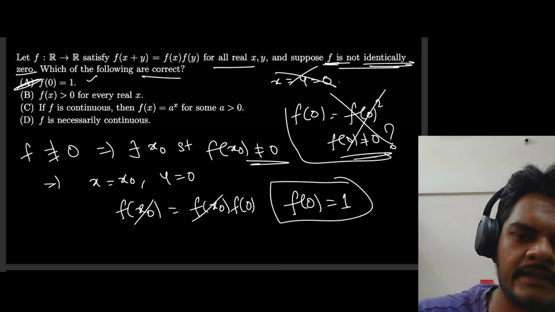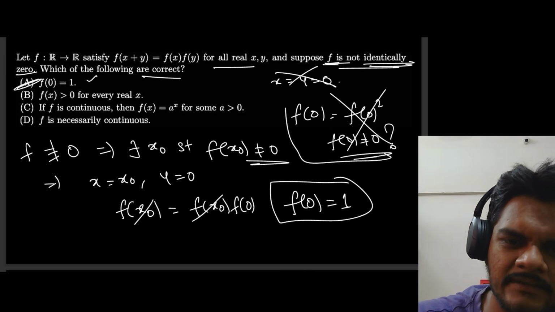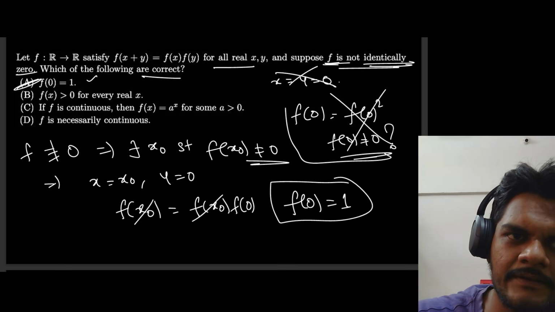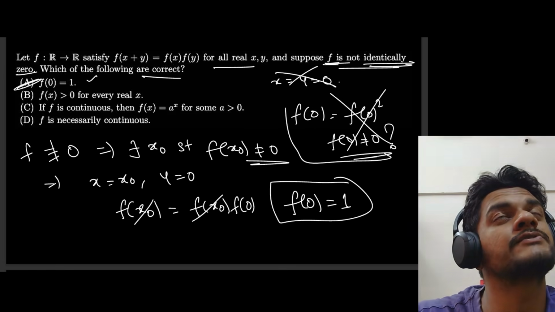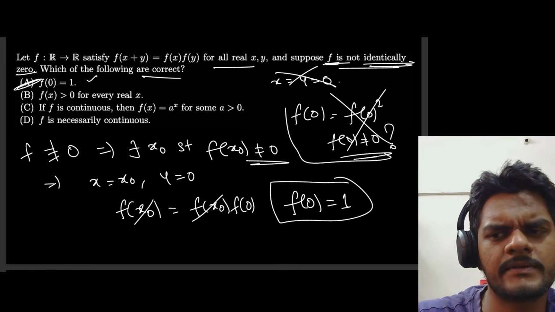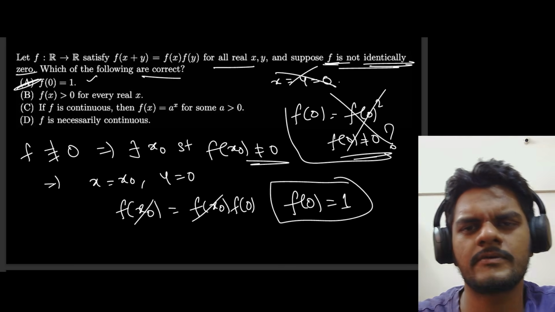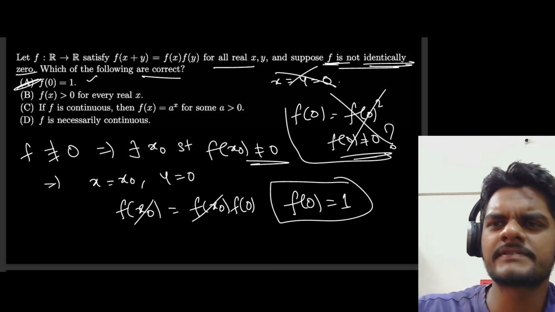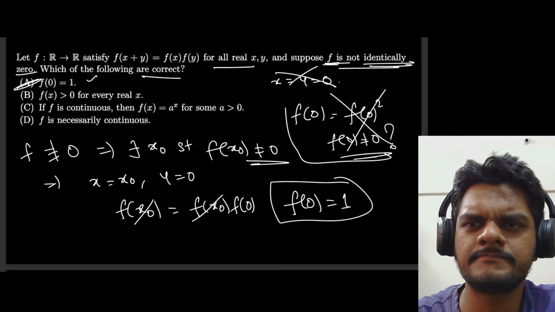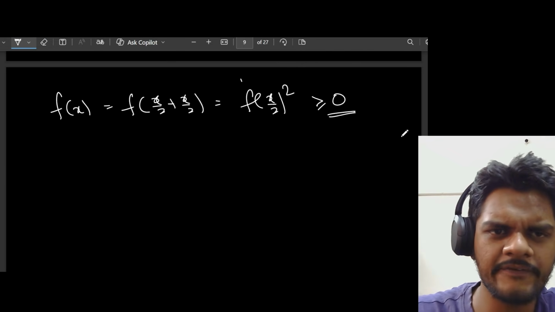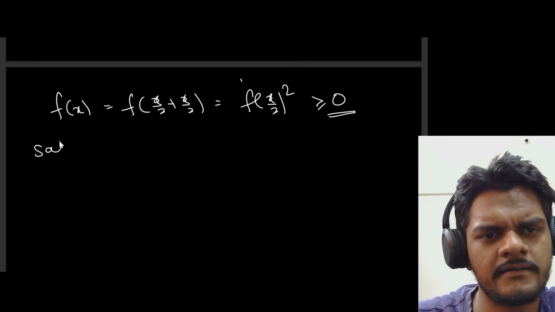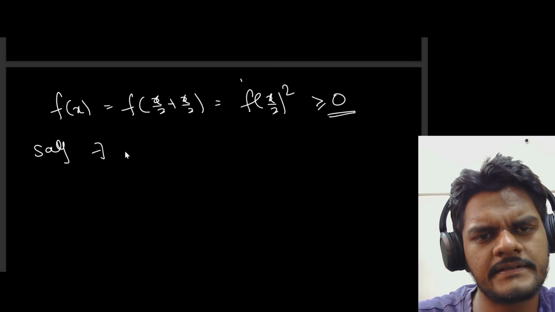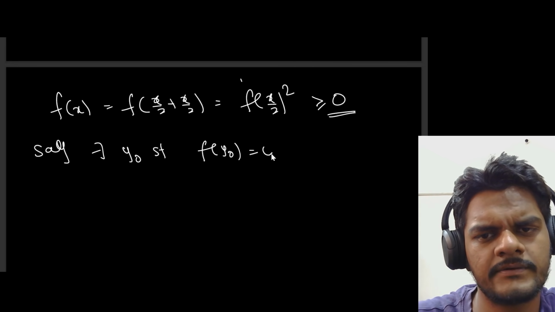Now, can I say it is equal to 0 for something? That can't be made sure of. Suppose it is equal to 0 for some value, right? Can f of a be 0? Say there exists a y naught such that f of y naught is equal to 0.